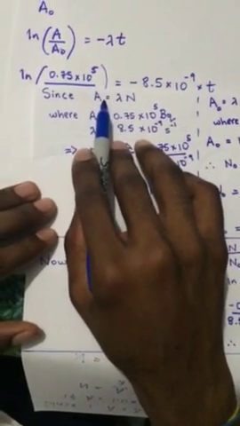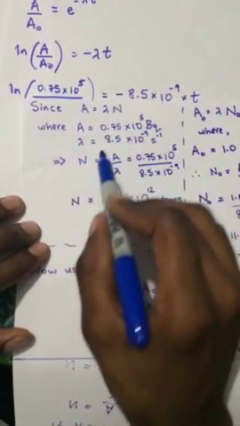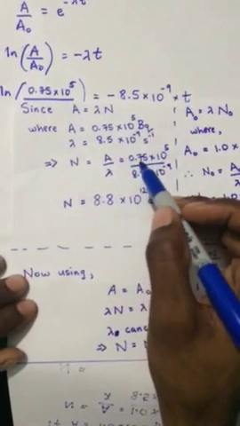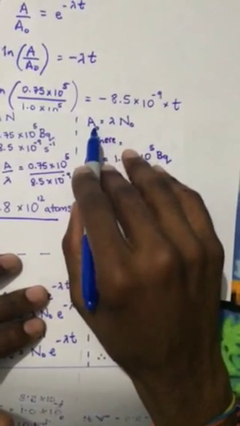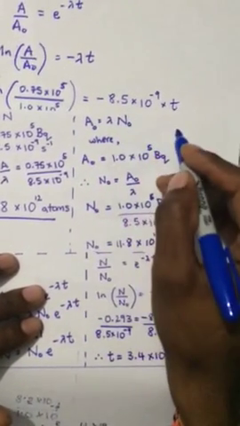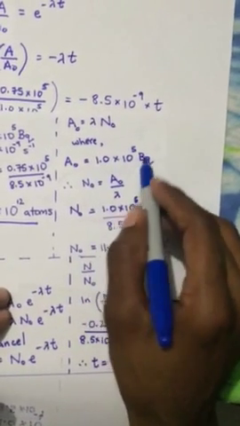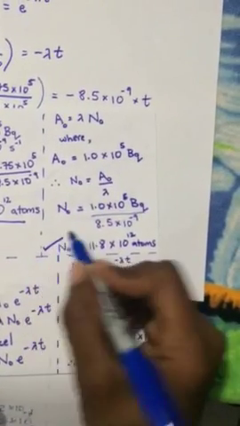looking at this relation again here. Since A is equal to lambda times N, we could have solved for N at this activity of 0.75 times 10 to the 5 becquerels, and you'd get this. A naught is equal to lambda times N naught, where A naught, or initial activity, is given as this. You can solve for N naught, and we should get this value right here.